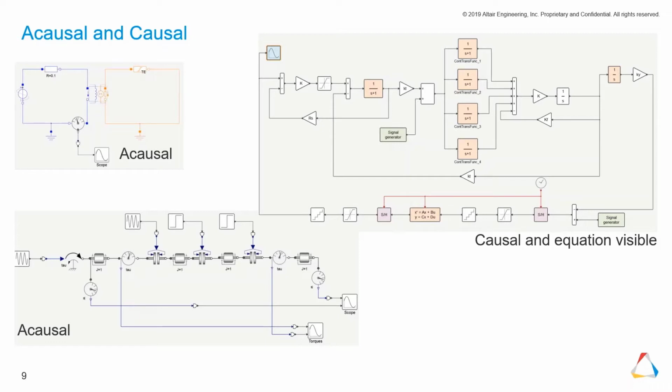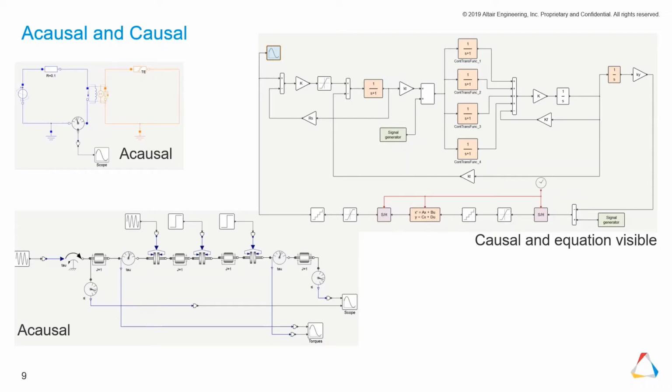So let's take a look at the causal model on the right hand. Each block of this model is an explicit function depending on the input. The information flow of each block is depending on the input. That means the flow direction of information in this model is given.